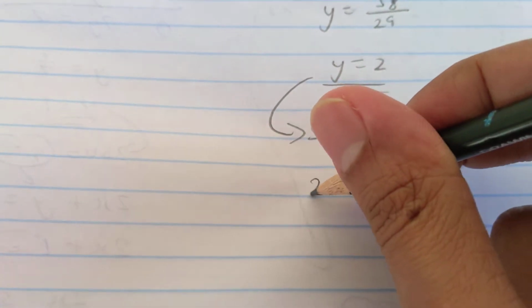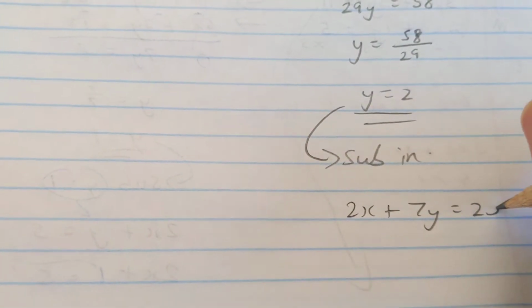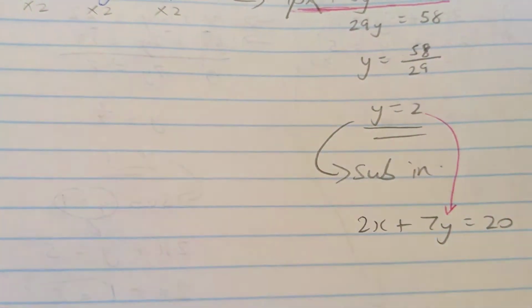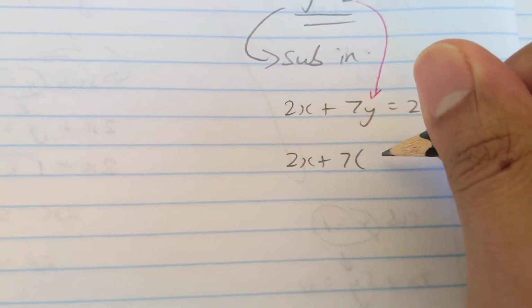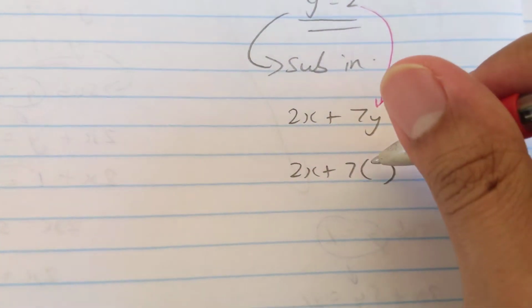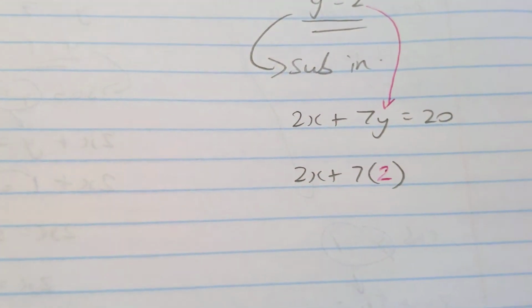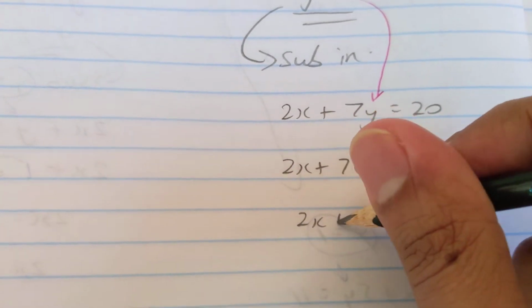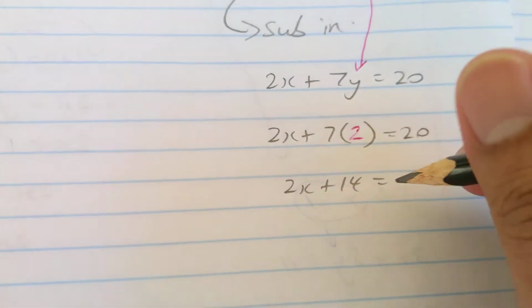So let me see. The first equation is 2x plus 7y is equal to 20. But I want to replace y with 2. So wherever I see y, I'm going to put 2. So now I have 2x plus 7 times y, but I'm replacing y with 2, brackets again, multiply, is equal to 20. So 2x plus 14, 7 2s are 14, is equal to 20.